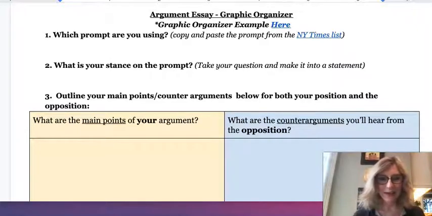I wanted to give you the information you've all been waiting for, which is how do I do this argument essay graphic organizer. So hopefully the substitute was able to give you that information, but if not, you're so confused or you were absent, here it is.